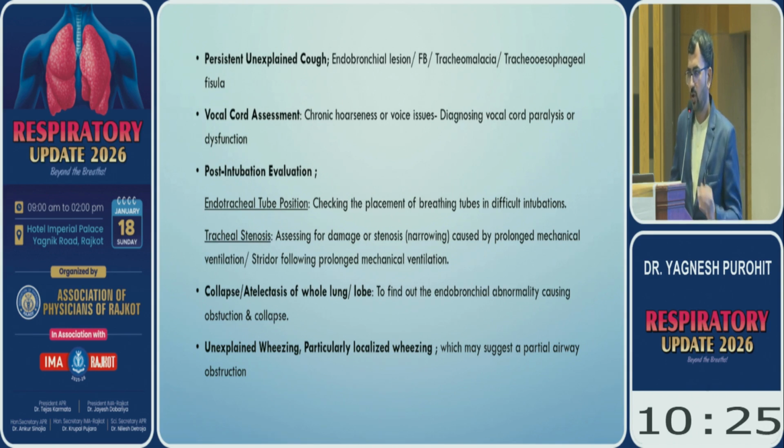Then in voice issues, chronic hoarseness of voice, we can see the vocal cord function and we can diagnose it. Then post-intubation evaluations, in cases of difficult intubations, we can check the endotracheal tube position after it. And in case of prolonged ventilation, when the patient becomes tired from any respiratory issues, we can check whether there is tracheal stenosis or not. Then in cases of lung or lobar collapse, we can see if any endobronchial lesion is there or not. And in any unexplained wheezing, particularly localized wheeze, sometimes there is an endobronchial lesion.